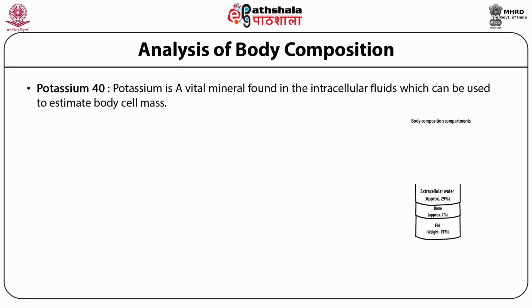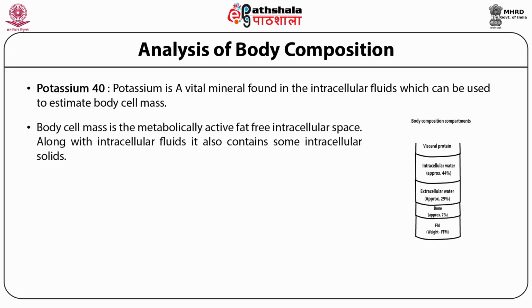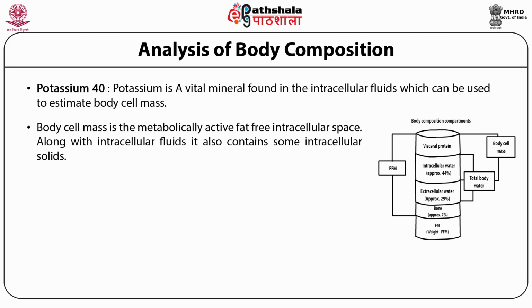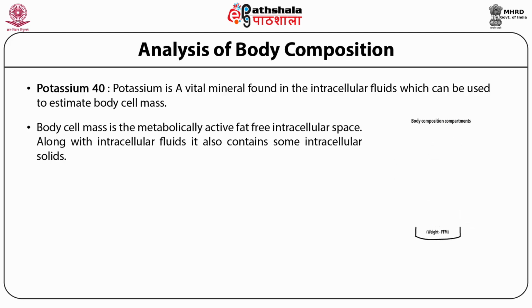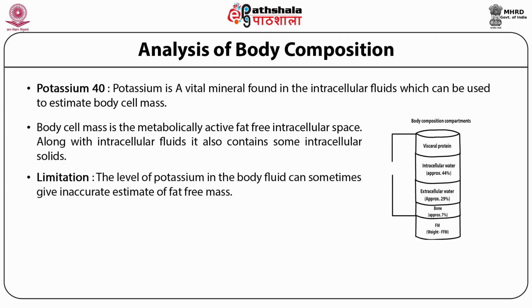Potassium-40. Potassium, as we all know, is a vital mineral found in the intracellular fluids which can be used to estimate body cell mass. Body cell mass is the metabolically active fat-free intracellular space. Along with intracellular fluid, it also contains some intracellular solids. Hence, by measuring the potassium content in the intracellular fluid, body cell mass can be calculated. But again, there is a limitation, as the level of potassium in the body fluid can sometimes give an inaccurate estimate of fat-free mass.